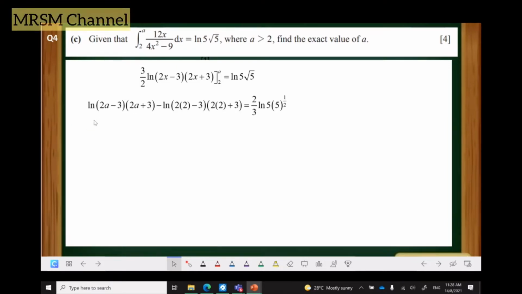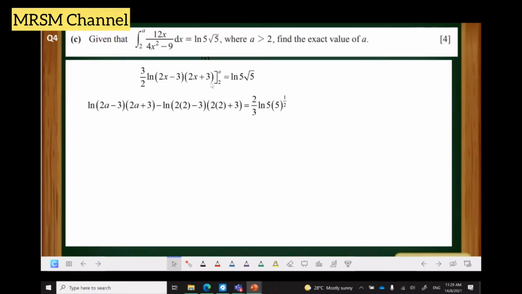Alright, so we have 3 over 2. 3 over 2 ni, teacher dah pindah siap-siap pergi sebelah sana. You multiply 2 over 3. Sini pun multiply 2 over 3. So tak ada dah sebelah kiri ni. So sebelah kanan akan jadi 2 over 3 ln 5 root 5. Teacher tukar jadi 5 to the power of 1 over 2. Okay. Alright. So this one, first you substitute with upper limit.